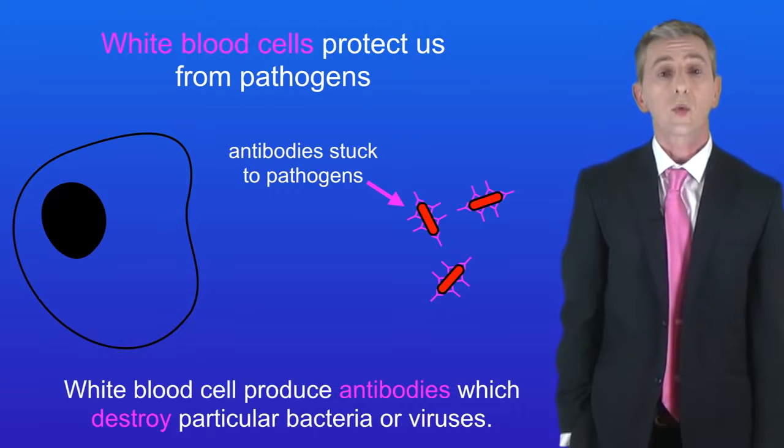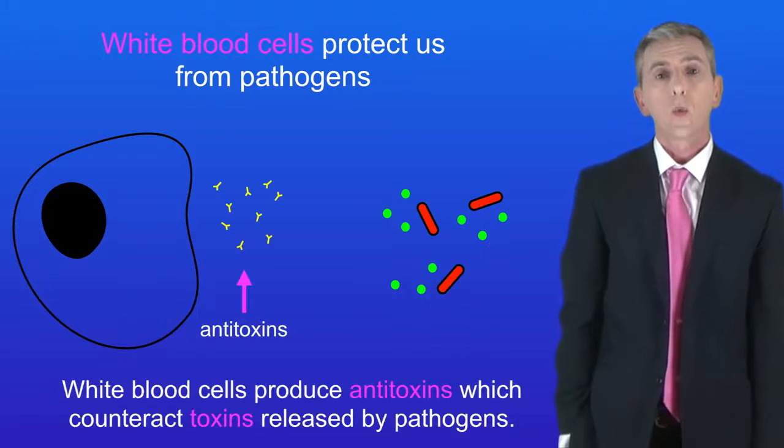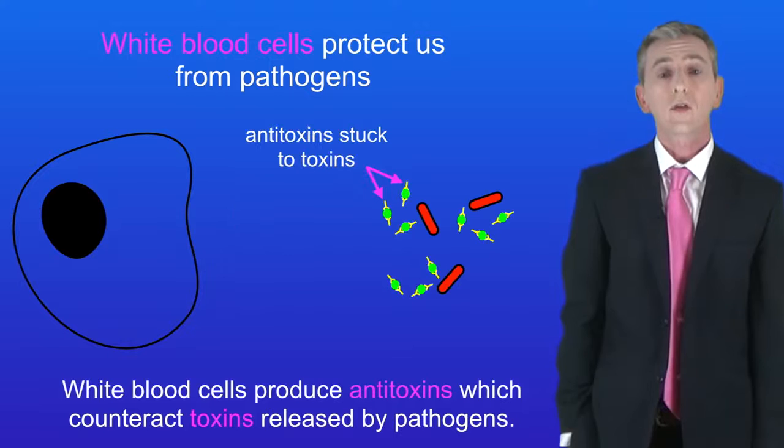Okay, let's look at the third way that white blood cells protect us from pathogens. Remember that we said that bacteria make us unwell by releasing toxins. White blood cells can produce antitoxins, which counteract toxins released from the pathogens. This stops the toxins from harming us. So I'm showing you here the antitoxins sticking to the toxins, stopping the toxins from making us unwell.